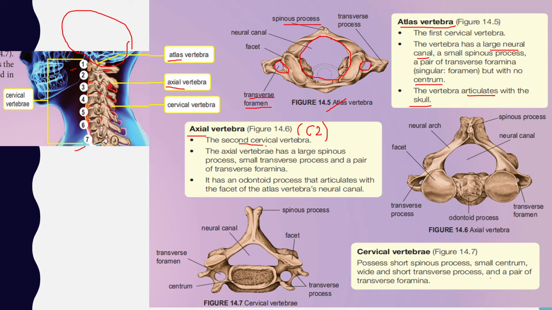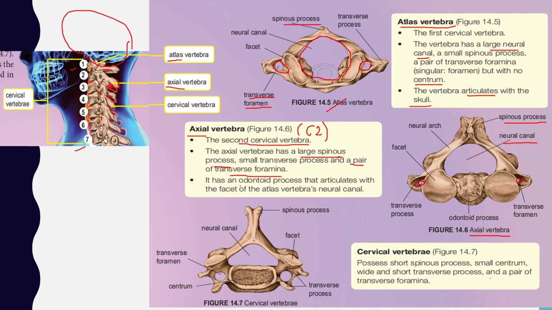So the second cervical vertebra, the axial vertebra, has a large spinous process. Ini dia punya spinous process itu besar berbanding dengan just now the atlas C1 has a small spinous process. And there is a pair of transverse foramina as well. Ini dia punya gambar axial vertebra, spinous process, large. Okay, ada neural canal ataupun the vertebral foramen, transverse foramina also present.